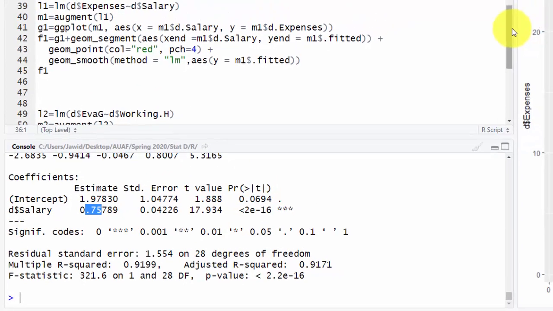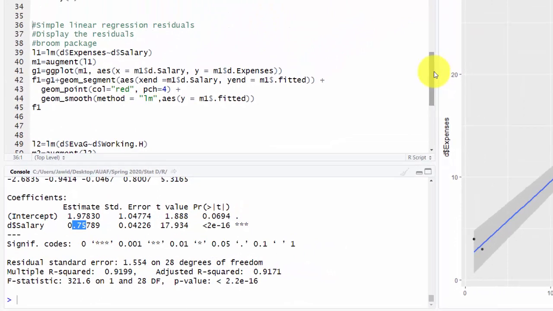Next, let's see how we can study simple linear regression residuals. Why study simple regression residuals? It's important because we want to see how far the observed values are from the fitted values. The fitted values are nothing but the linear regression line.